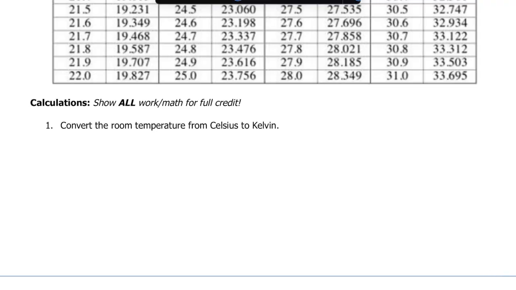So question number 1, it says convert the room temperature from Celsius to Kelvin. In order to complete this one, we should remember that to calculate Kelvin, we're going to take our degrees Celsius and add 273.